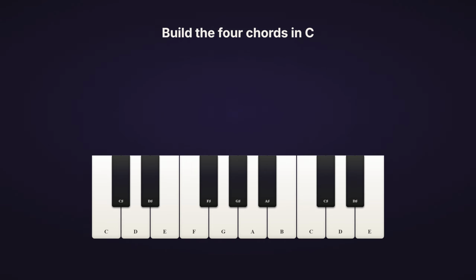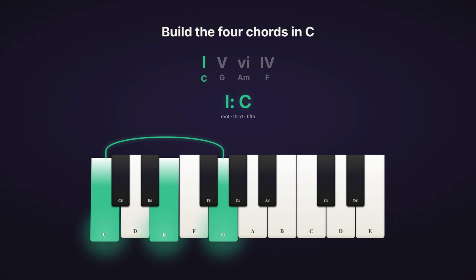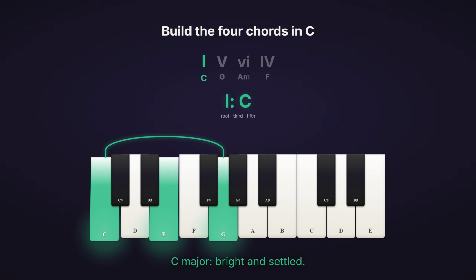Let's build the four chords, one at a time, all in the key of C major. Each one is a triad, three notes stacked in thirds, and each one gets a Roman numeral that tells you which step of the scale it sits on. First, the 1 chord. Build a triad on the first note of the scale, C, and you get C, E, G. That is C major, our home base, bright and settled. We mark it with a capital 1.